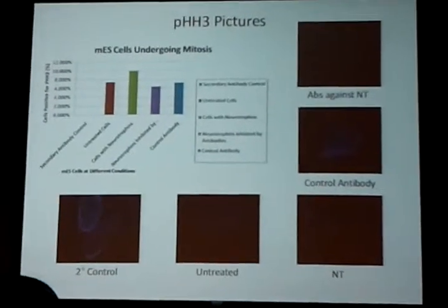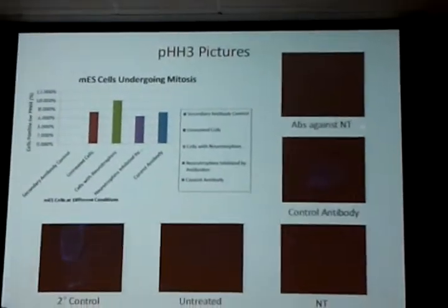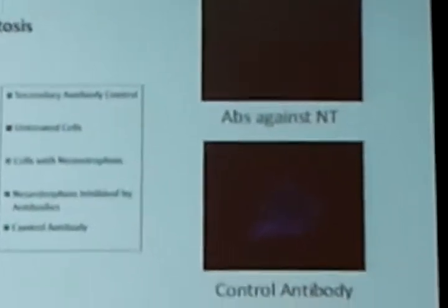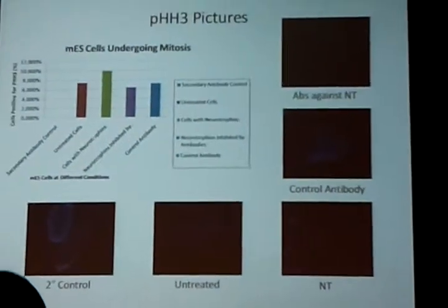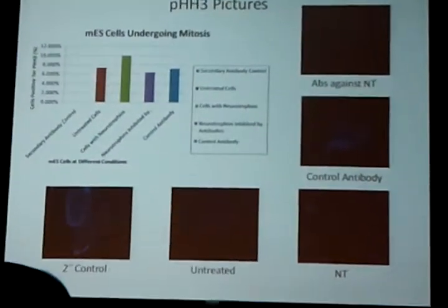Here are the pictures. Right here, this is a condition where the neurotrophins are inhibited by the antibodies. The control antibody, my neurotrophins, my untreated cells, and my negative control. It might be a little bit hard to see, but where you see the red is where the mitosis is occurring, and the secondary antibody fluorescent tag is seen, and the blue is the stain on the nucleus within the cell. As you can see from my data, the neurotrophins indeed help out with mitosis.